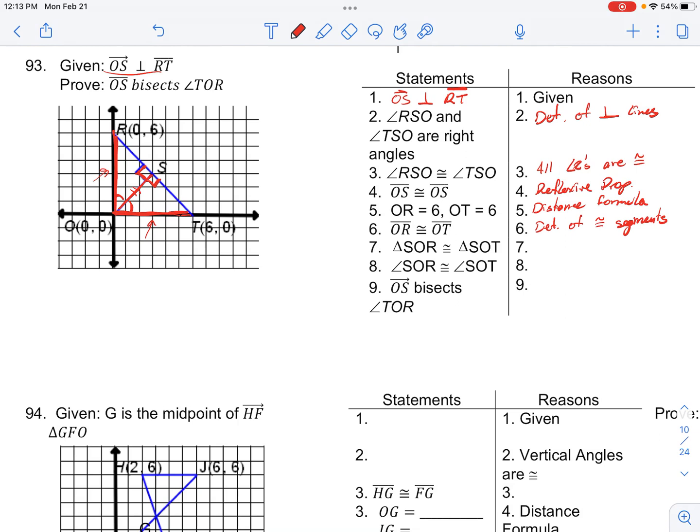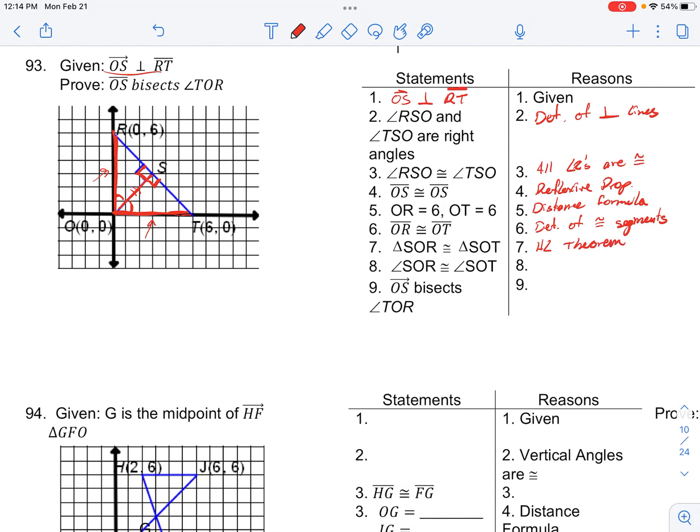Now we have number 7. The triangle SOR is congruent to triangle SOT. So this is given by the hypotenuse leg theorem, since we have two right triangles. So we can prove that they're congruent with the hypotenuse leg theorem.